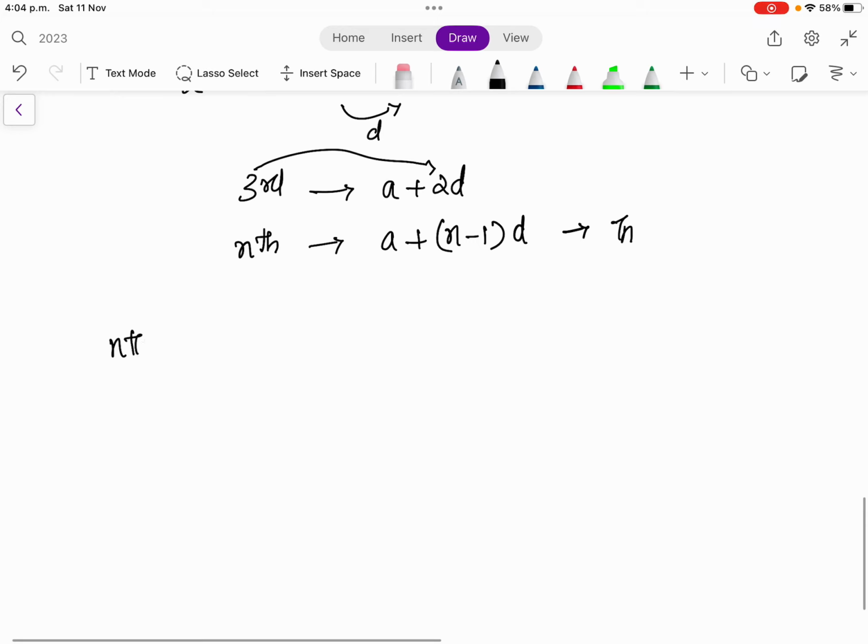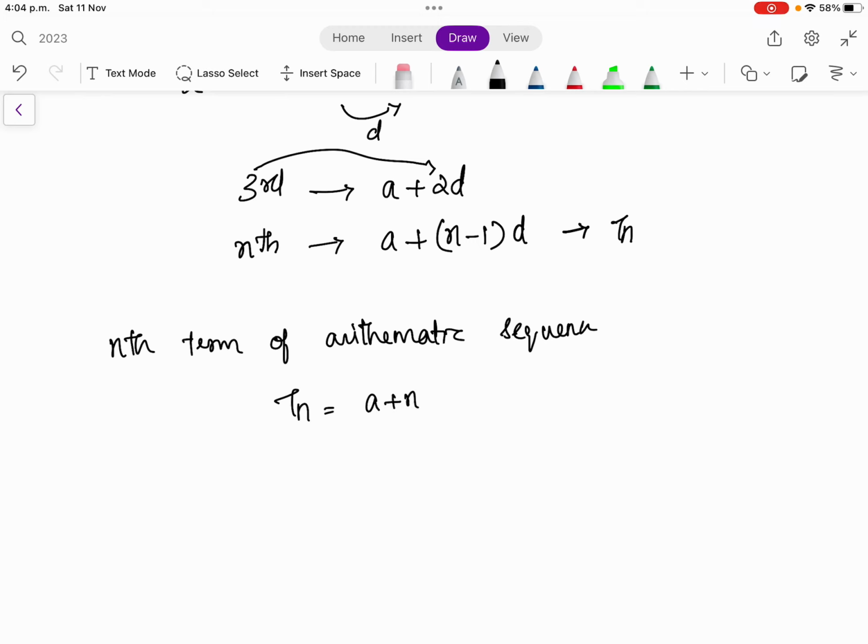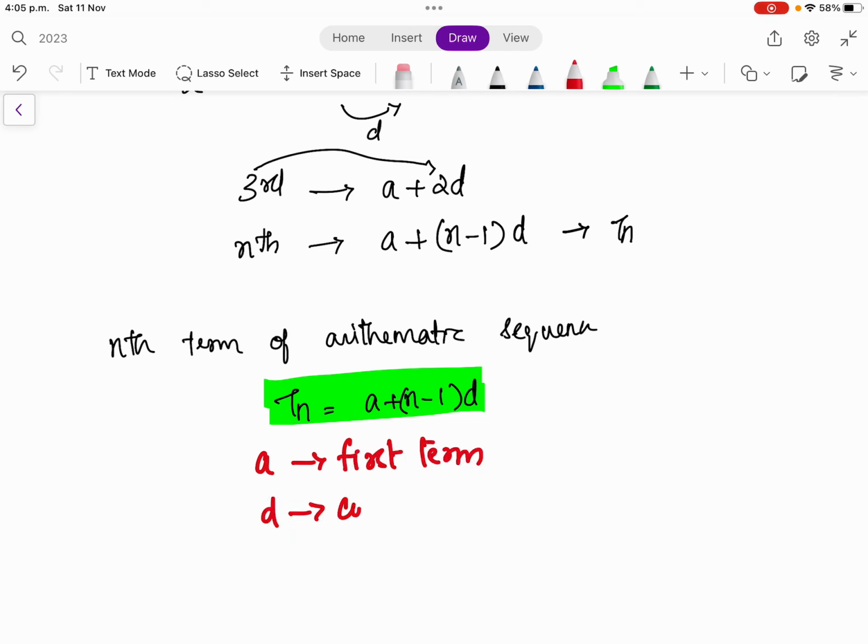So this is the nth term of an arithmetic sequence. Let me write it once again. The nth term of an arithmetic sequence: Tn is equal to A plus n minus 1 into D. This is very important. No need to memorize this, as it is in the formula book, but you need to have an understanding of this one. Tn is equal to A plus n minus 1 into D, where A is the first term and D is the common difference.